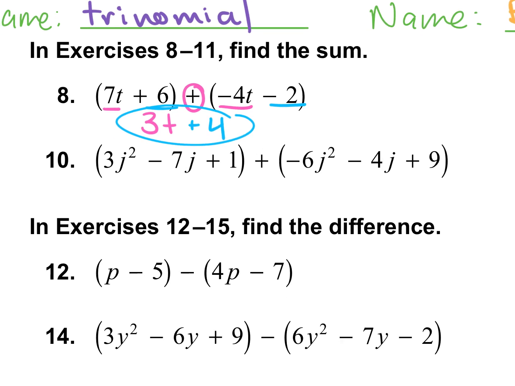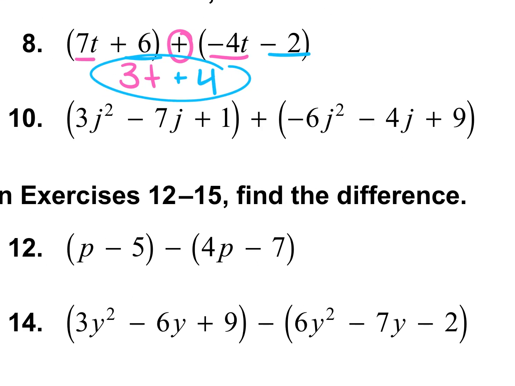All right, let's do number 10 right below it. So again, we're just combining our like terms. 3j to the 2nd power minus 6j to the 2nd power would be what? Negative 3j to the 2nd power. Perfect. The variable part stays the same. What about negative 7j minus 4j? Negative 11j. And then lastly, we have 1 plus 9 plus 10. Any questions here? Do you want to see more, or you feel okay with these?